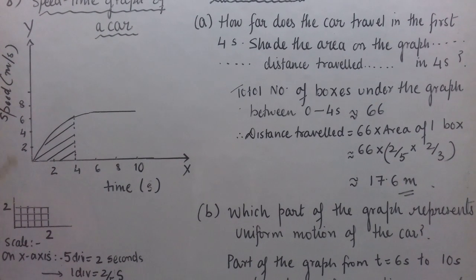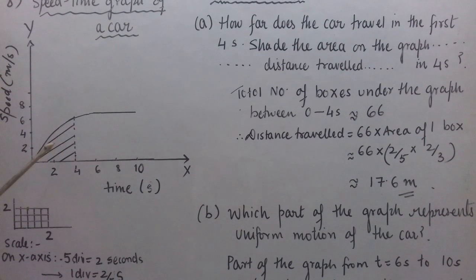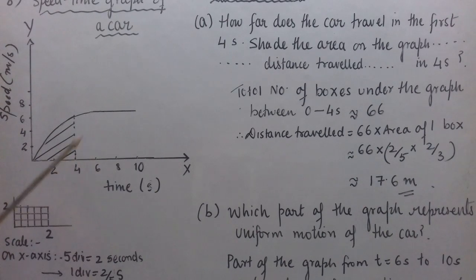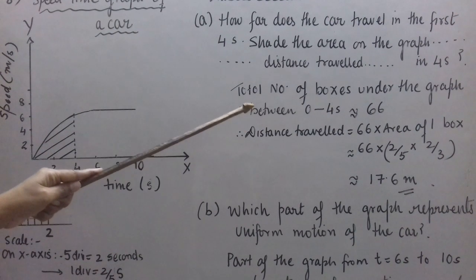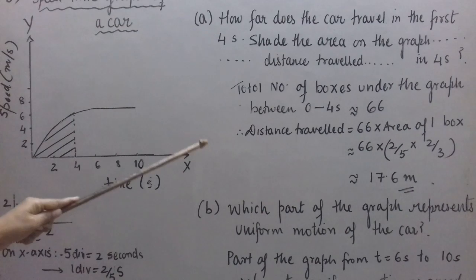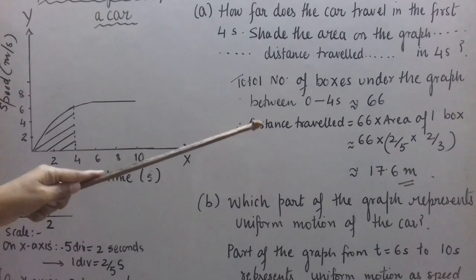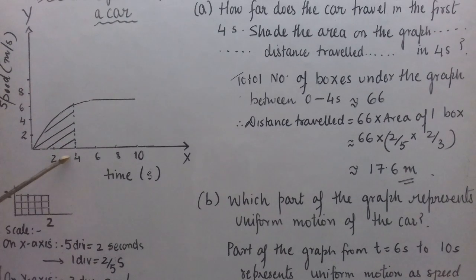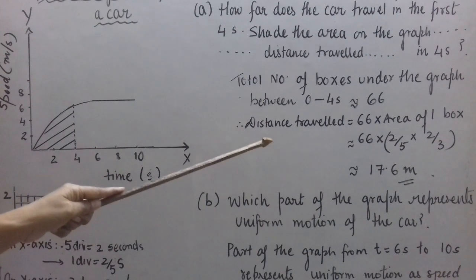So in other words, if we calculate the total number of boxes in this area, when I have counted, the total number of boxes under the graph between 0 to 4 seconds is approximately 66. Your answer might vary a little bit, that will be tolerated. Now, what is the distance traveled? Distance traveled is the area covered by those 66 boxes, because the area under the speed time graph gives us what? Distance traveled. So distance traveled will be 66 into the area of 1 box.